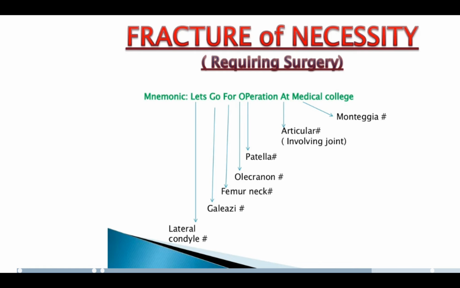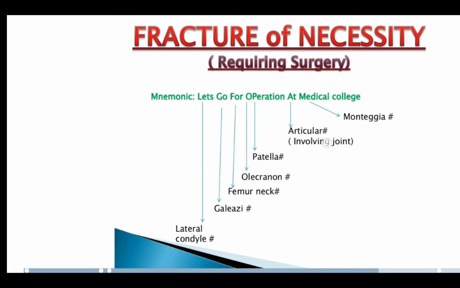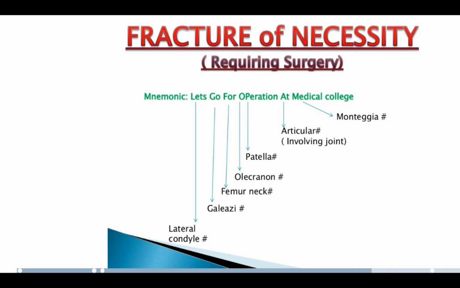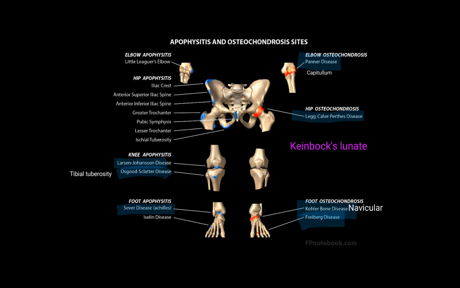Then A is articular fracture involving the joint, and M is Monteggia. Galeazzi and Monteggia are the most important upper limb fractures. Then there are lateral condyle fracture, femur neck, patella, olecranon, and articular fracture. So these are the fractures of necessity.